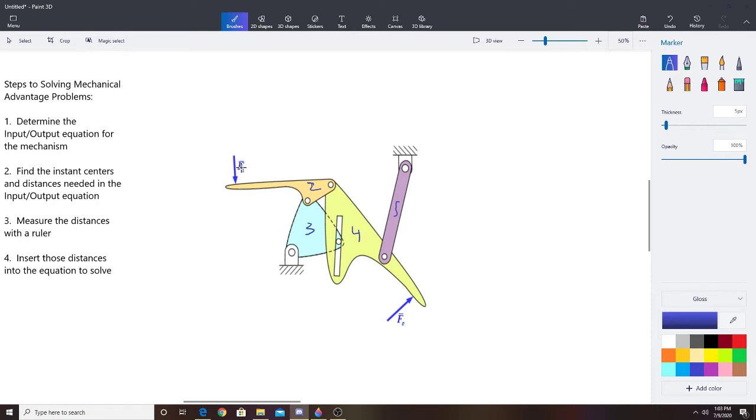But essentially, this right here is our input link. Our output link is link 4. From this question, how you can see it. So this is sort of like packed into the first step.